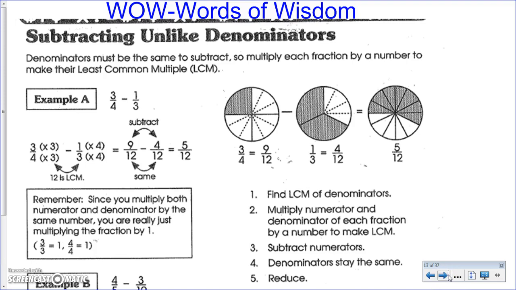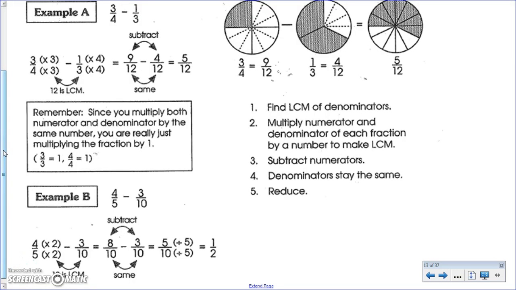Subtracting, unlike denominators. Just like adding, to be able to subtract fractions, the denominators have to be the same. So multiply each fraction by a number to make their least common multiple, so we get a common denominator. In example A, we have 3/4 and 1/3. So we know 12 is the least common multiple, so multiply 3/4 by 3 and get 9/12, and 1/3 by 4 to get 4/12. Whatever you do to the numerator of the fraction, you do to the denominator. Now we can subtract, so 9/12 minus 4/12 equals 5/12. Remember, since you multiply both numerator and denominator by the same number, you're really just multiplying the fraction by 1.